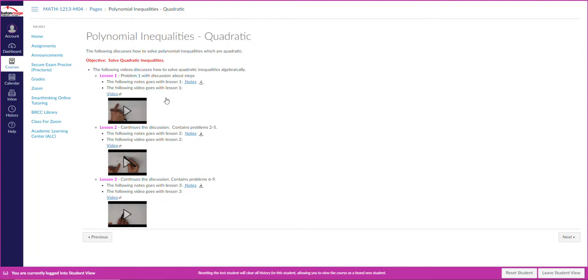So the first lesson talks about the procedure, the algebraic procedure for solving quadratic inequalities. So it's more of a discussion here, and it talks about problem number 1. Then problems 2 through 5 are the second lesson, and problems 6 through 9 are in the third lesson. And notice I do have all the notes there for you as well.